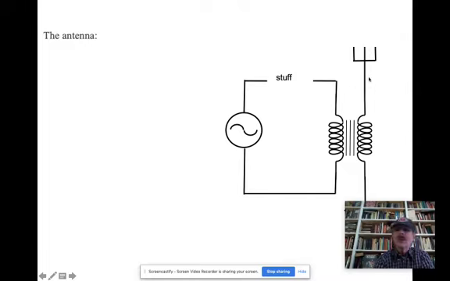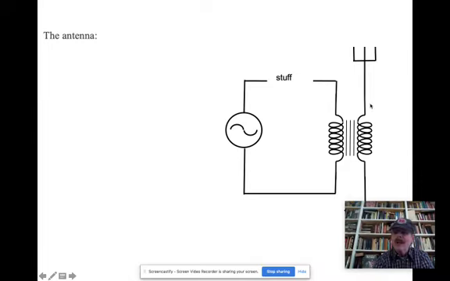Additionally, because charge is running up onto and off of the antenna, the amount of charge will be changing. So not only is the direction of the electric field changing, but its magnitude is changing. So you have this alternating electric field in the vicinity of the antenna as a consequence of the fact that you have all this charge running up onto and off of the antenna.